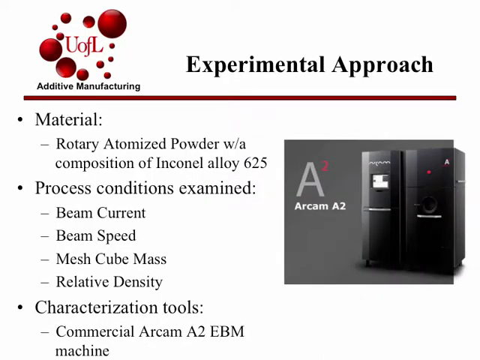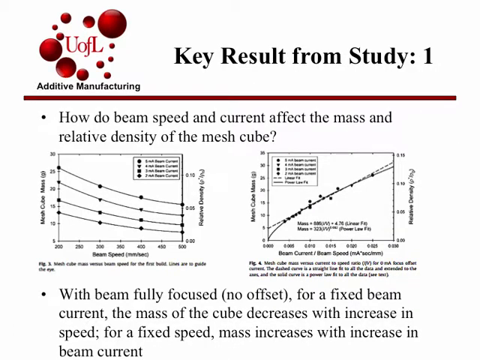So the material used was rotary atomized powder with a composition of the Inconel alloy 625, with a similar composition that Nick showed in his presentation previously. Again, the conditions examined were specifically beam current, speed, focus, as well as mesh cube mass and relative density. And the characterization tool used was a commercial Arcam A2 electron beam melting machine.